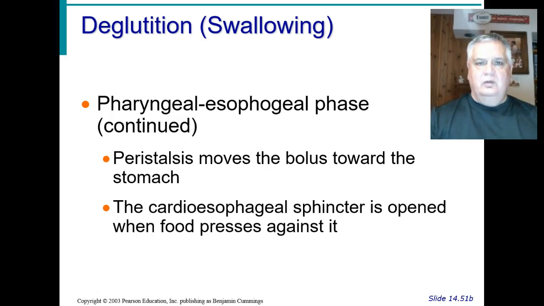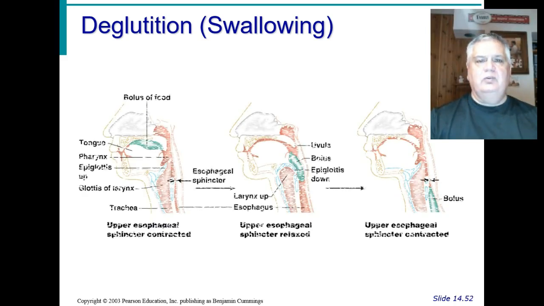Once the food, the mass, the bolus, gets to the top of the stomach, it's going to encounter the cardioesophageal sphincter, or simply the cardiac sphincter. That sphincter will then open when the food presses against it. That's another autonomic response. It's going to open when the food presses against it, and the bolus is going to be delivered into the stomach.